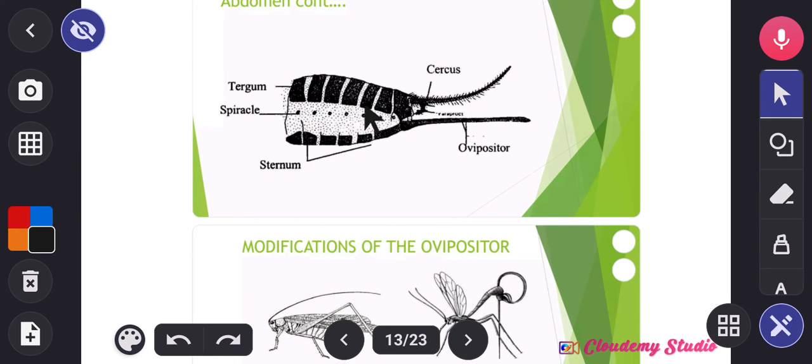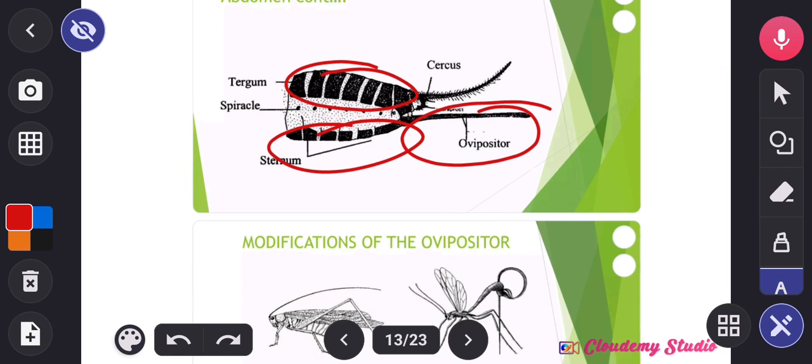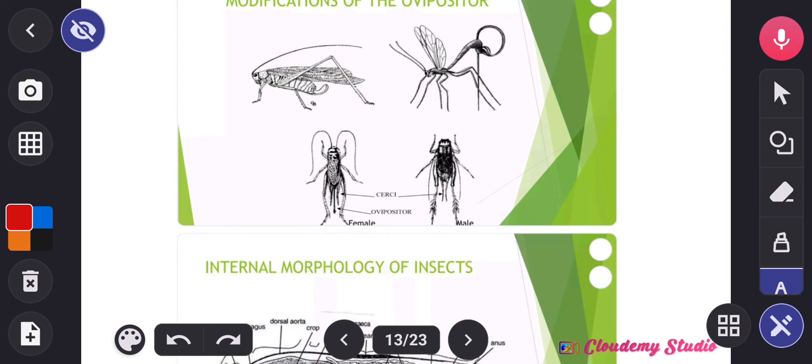The ventral is called the sternum. So we have the tegum, which is the dorsal, and the sternum, which is the ventral. You understand? And in the 8th and 9th segments, we find the ovipositor, which is present in females. But in the 9th segment, we find the penis in males. So these are the modifications of ovipositor in different insects. These are how they look. Look at it.